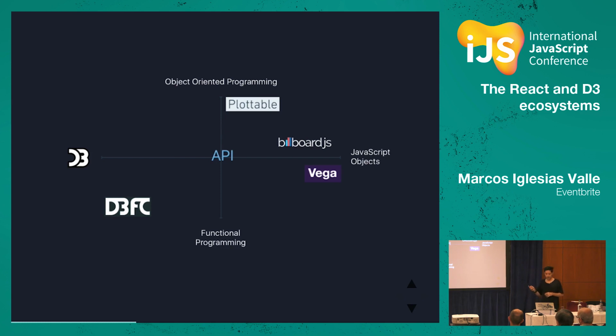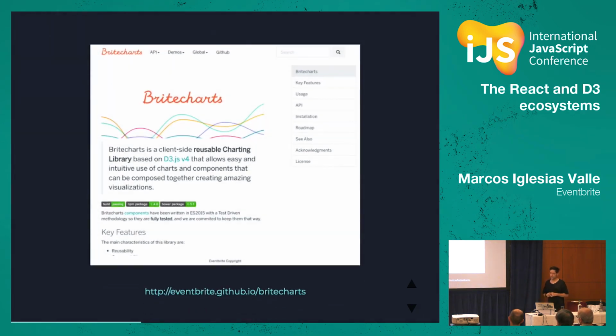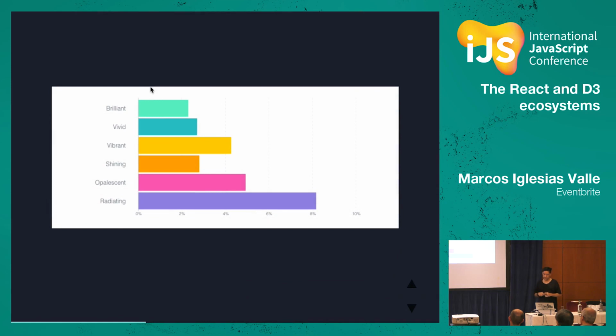Lastly, I want to talk about Brightcharts, a library we created at Eventbrite, and that we started 3 years ago from a refactor of some code that we had in production that wasn't really good looking. With Brightcharts, we wanted a library that could serve both D3 developers and non-D3 savvy developers. And the largest difference against the others is that it's a little bit more opinionated on the looks.